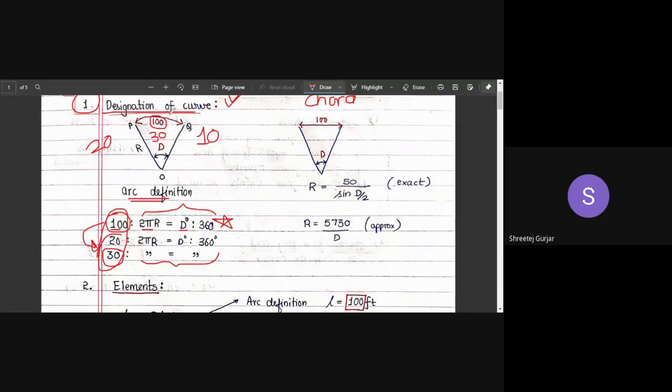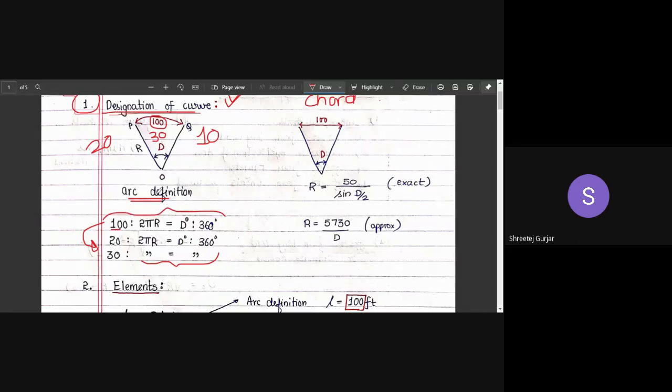So it is what I've told you. If you remember one equation, you can substitute over here. Instead of 100, whatever they give you, 10, 20, 30, you can substitute, and you can calculate the designation or the radius of the curve. Usually they give you the degree and tell you to calculate the radius. Depending upon what they give you, if they give you R and tell you to calculate D, you can do that from this particular arc definition.